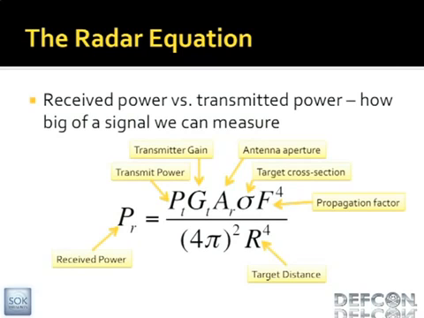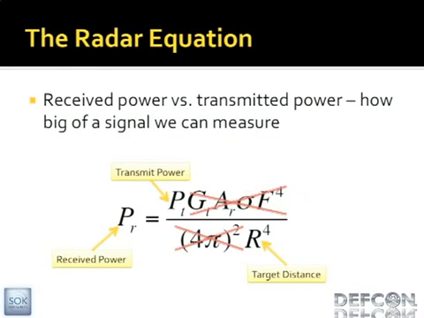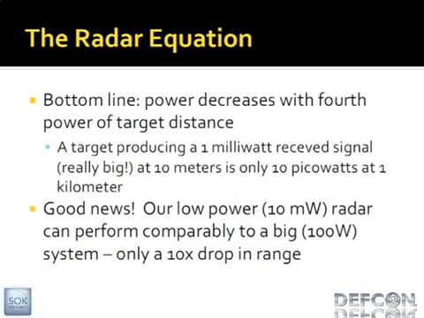I actually don't really care about most of this stuff right now. The main point I want to make is this target distance here. So we have power over R to the fourth. That means that basically, your transmit power doesn't matter that much. The received power is going to decrease with the fourth power of the distance.